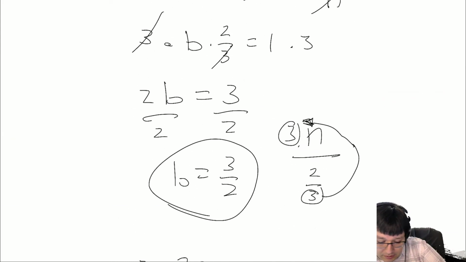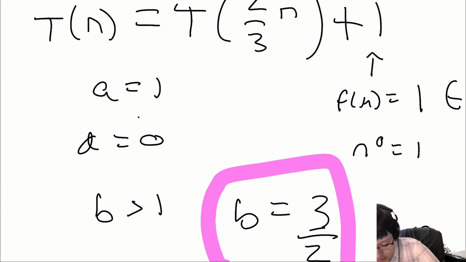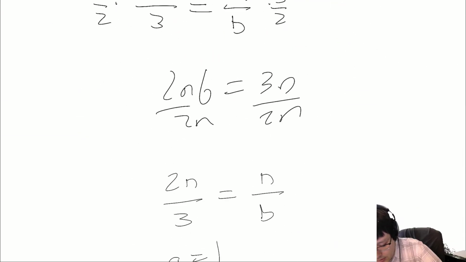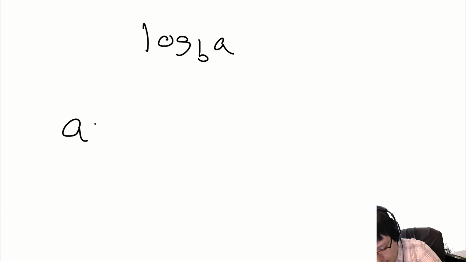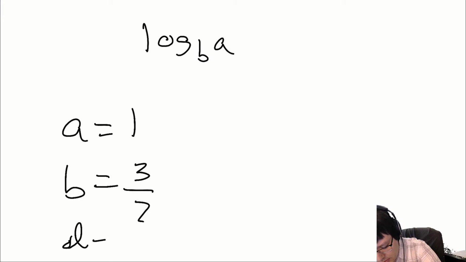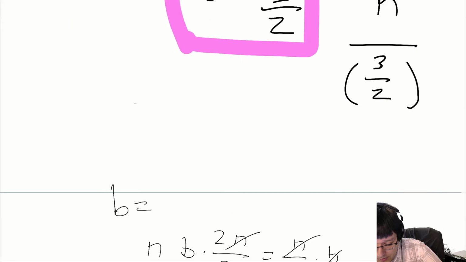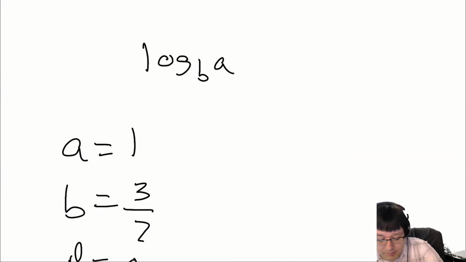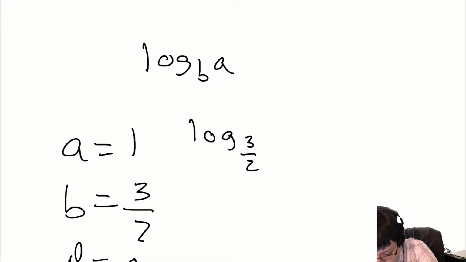So I already forgot what these were. We got a is 1, d is 0, and then b is 3/2. Wait, no, b is not 0. d is 0, right? Let me make sure I copy that right. Okay, cool. So log b of a. That actually will require brain power to do, which I choose not to do. Or will it actually? Actually, no, it won't.